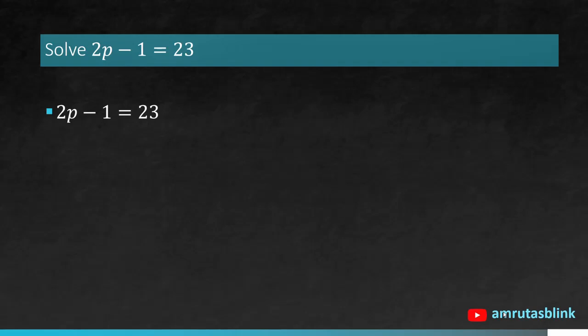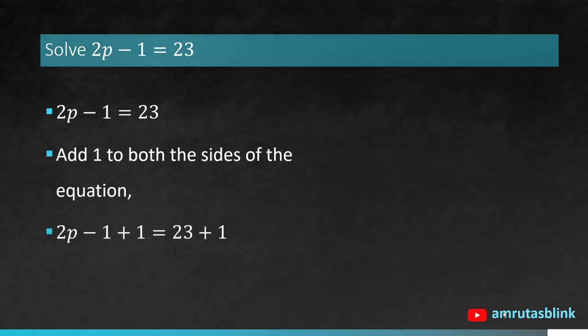In order to cancel this minus 1, we need to add 1 to both the sides of the equation. So 2p minus 1 plus 1 is equal to 23 plus 1. Minus 1 plus 1 will cancel. That is, 2p is equal to 24.